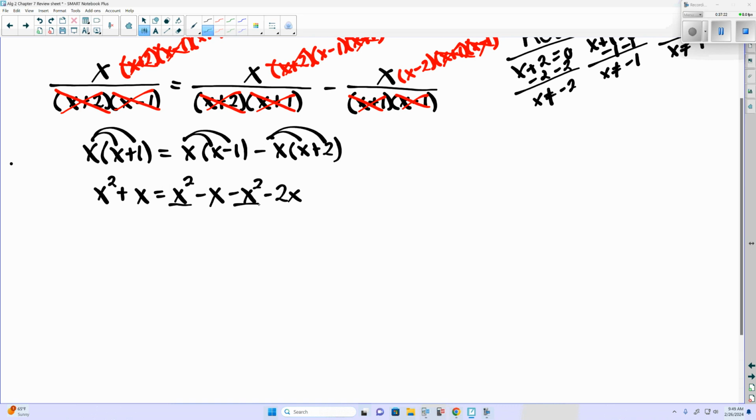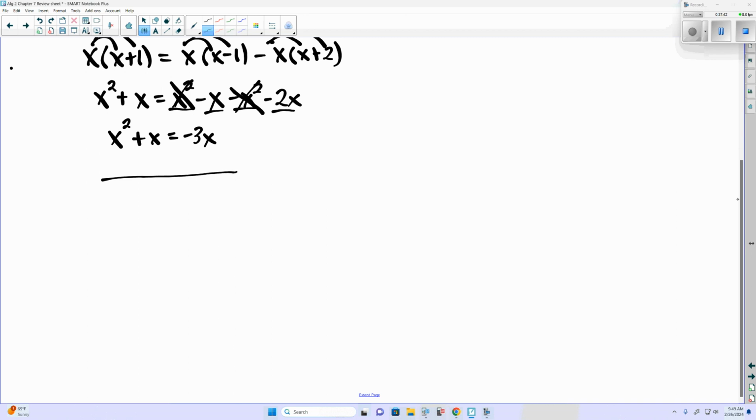So we'll finish this up here. Because positive and negative cancel, telling us x squared plus x is equal to negative x minus 2x. Now that we've combined all of our like terms, and we have an x squared, we need to get it equal to 0. So we get x squared plus 4x equals 0.